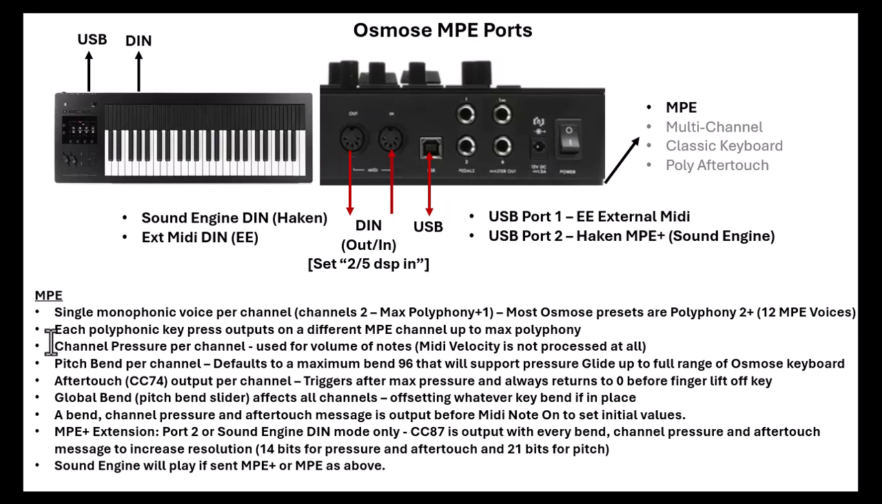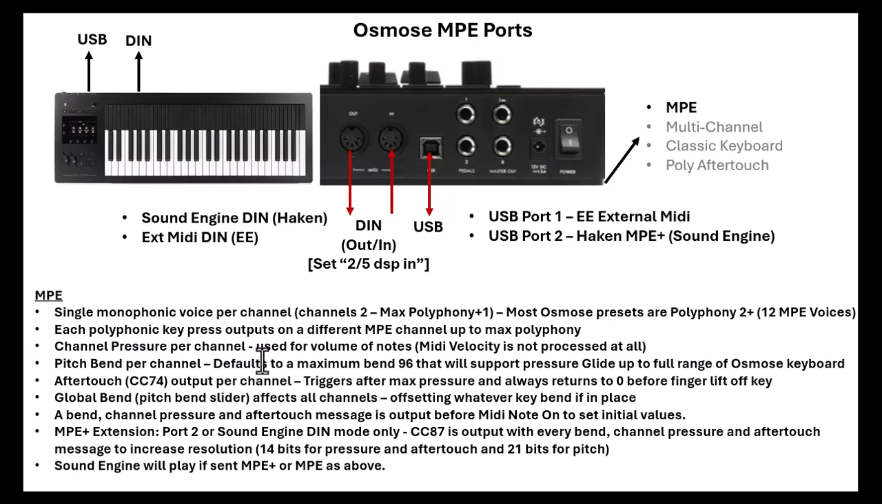Now, each polyphonic key press outputs on a different MPE channel in the default MPE priority used on the Osmose. You can change this in the editor, as we'll see, but for the most part, you can think of it as a round robin. When you press a key on the Osmose, you'll output, say, on channel 2, and then you press it again, you'll output on channel 3. If you press 3 keys together, you'll output on channels 2, 3, and 4, etc.